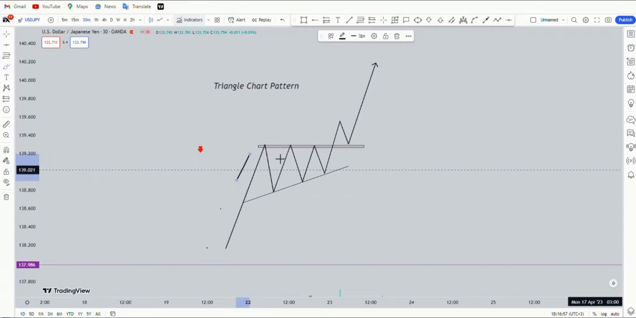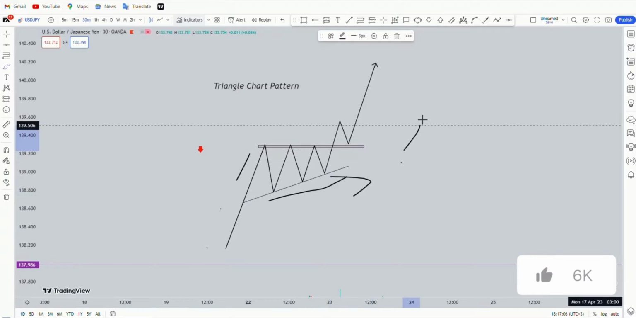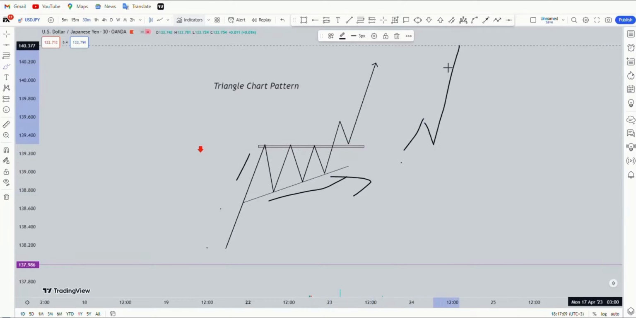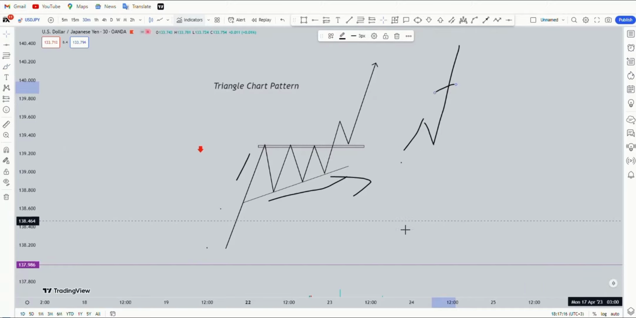Now when you see here, the market is moving sideways, giving us something like an ascending triangle. With an ascending triangle, we take a trade on the breakout or on the breakout and retest, and we move all the way up or all the way down, following the trend. So let's see in the real market how an ascending triangle or a triangle chart pattern looks.